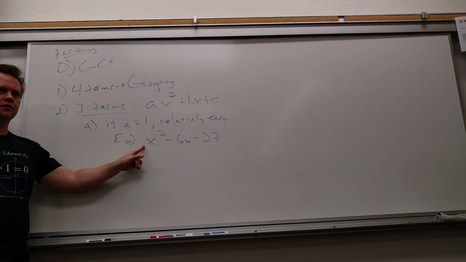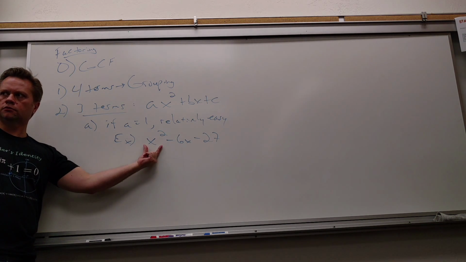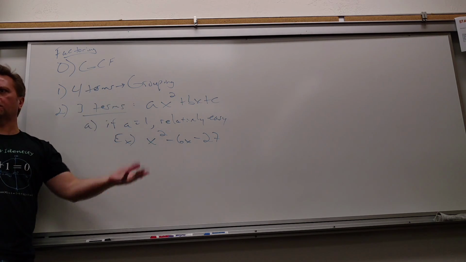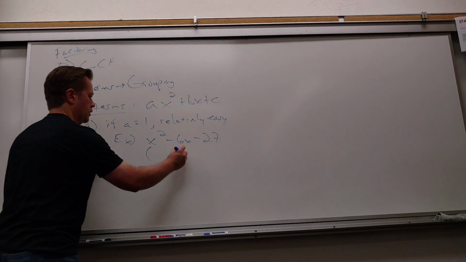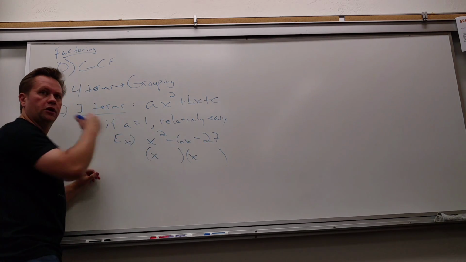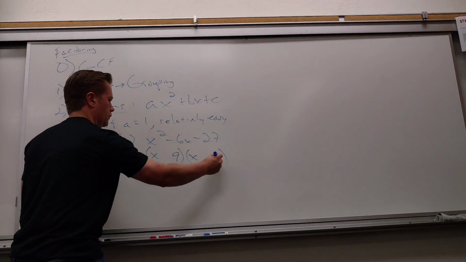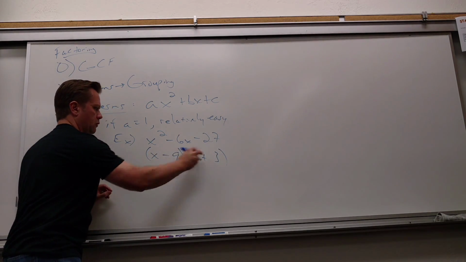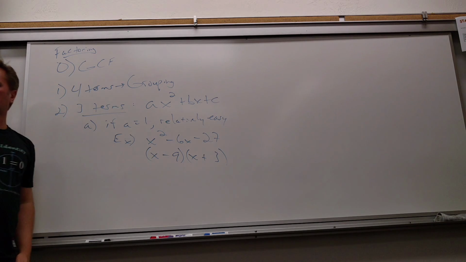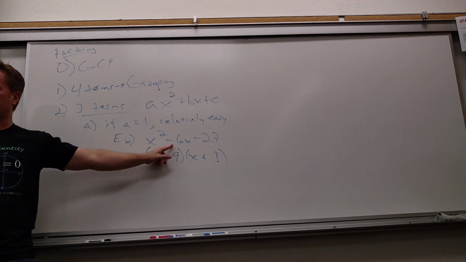It's got a 1 out front, so this is relatively easy because there's only one way to do x squared. The minute this is not a 1, there's multiple ways to do it. So x squared has got to be x times x. And what numbers are going to work here? 9 and 3. And which one's negative? The 9. The bigger one's got to be negative. Always. No. Why is the bigger one negative here? Because it's got to add to be a negative number, right?